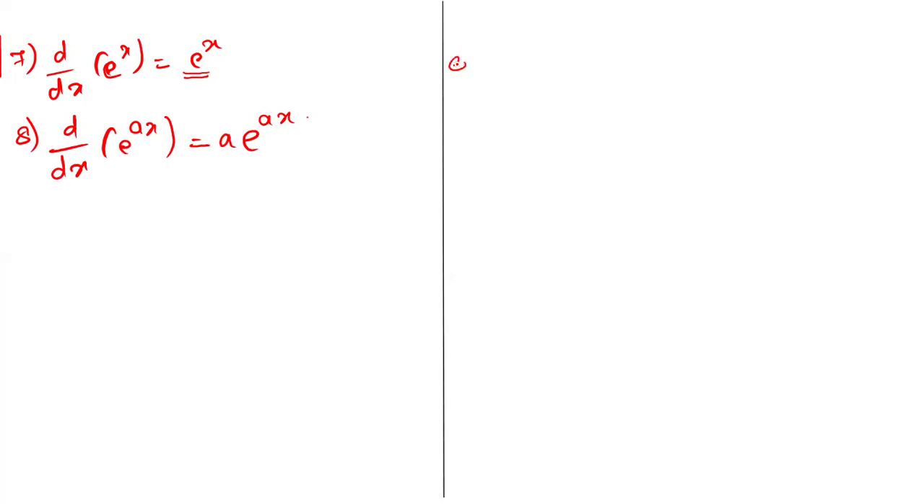We'll now see an example. If your question is 7 e power 5x, this is your constant. Just write the constant as it is. e power 5x will be e power 5x. Just look at the coefficient of your x, that is 5. So multiply this number with 5. So your answer will be 35 e power 5x.